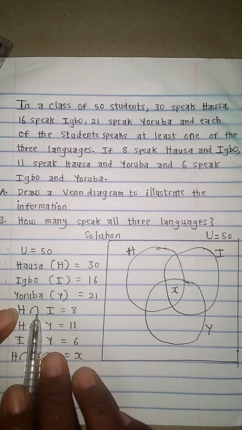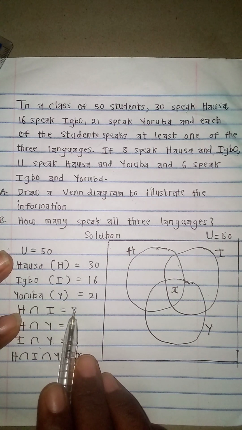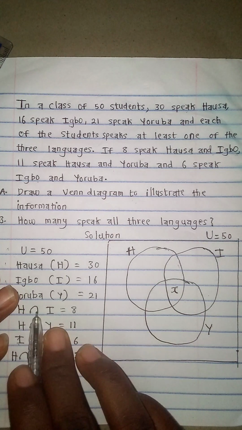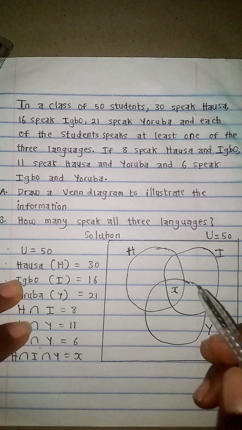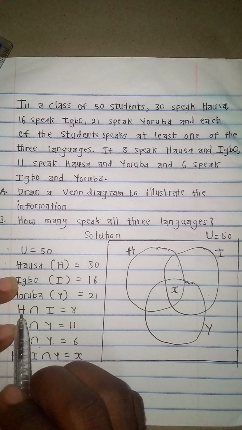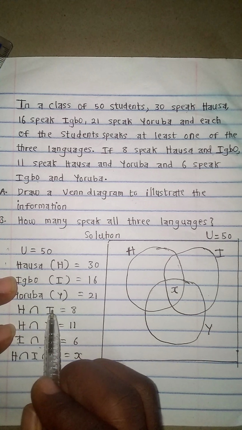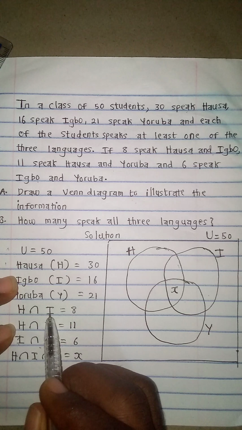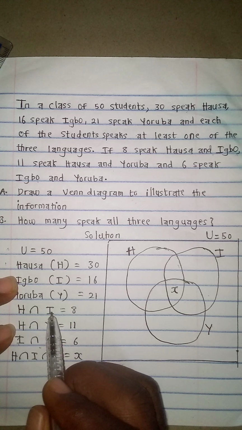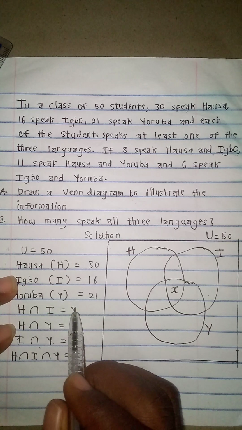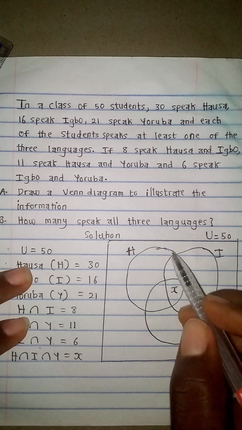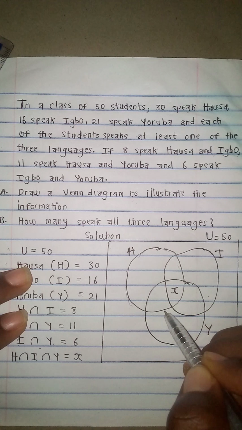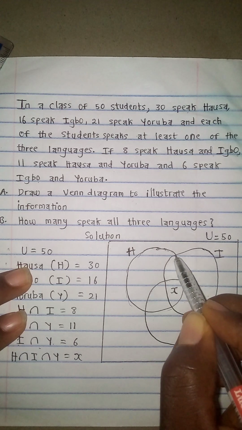We have H intersection I, it is 8. Now, if I may ask, where is H intersection I? Before you can check your H intersection I, you need to look for the circle of H, look for the circle of I, look at where they cross, where they intersect. Then that is where your 8 would be. Now, this is the circle of H here. Can you see? I'm tracing it out.